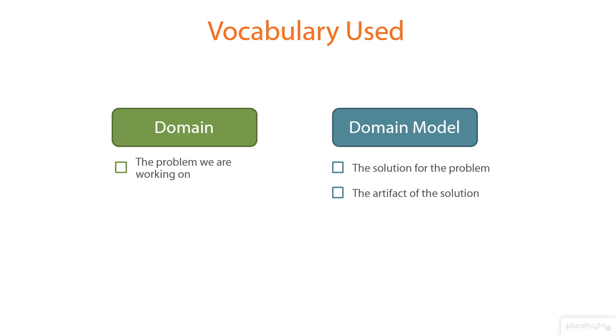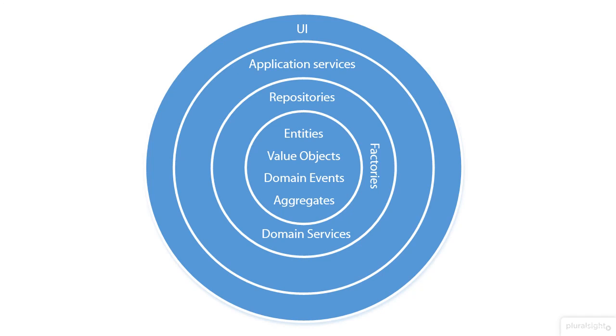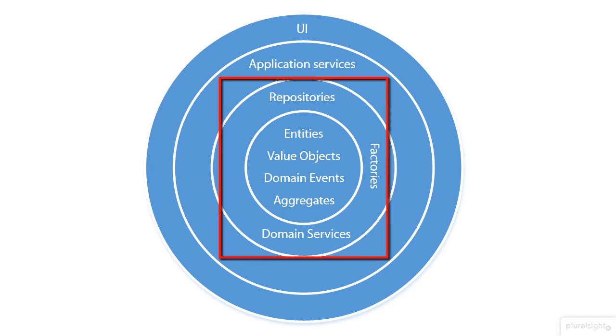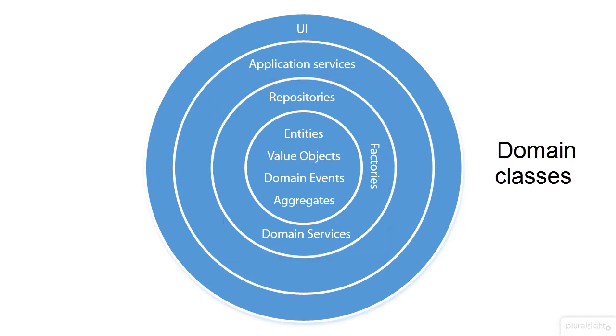The business logic of an application typically resides in the two innermost layers of the onion architecture. I refer to the notions from these two layers as domain classes. So a domain class might be a repository, an entity, and so on, but not an application service. We will talk about the application services in the next module.